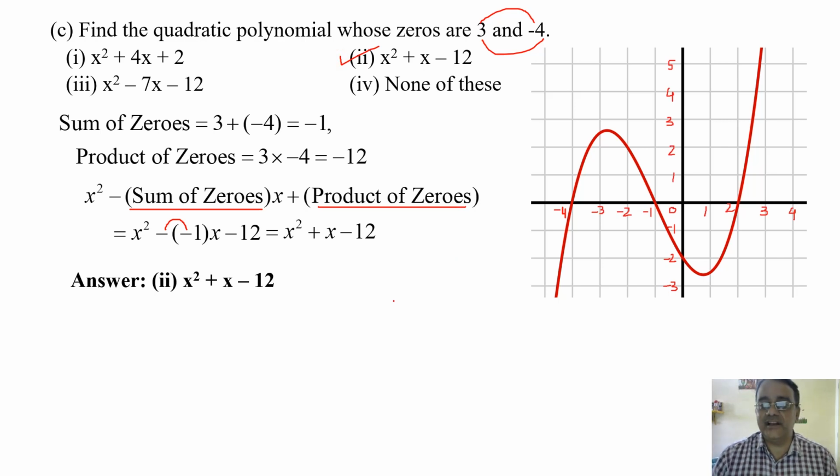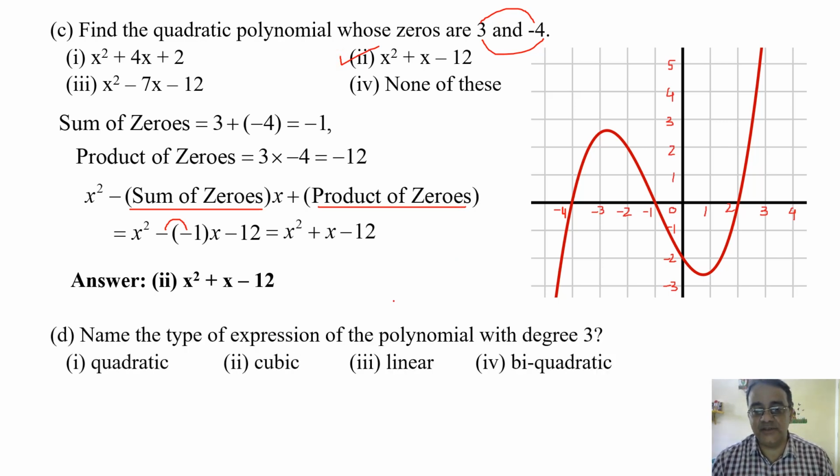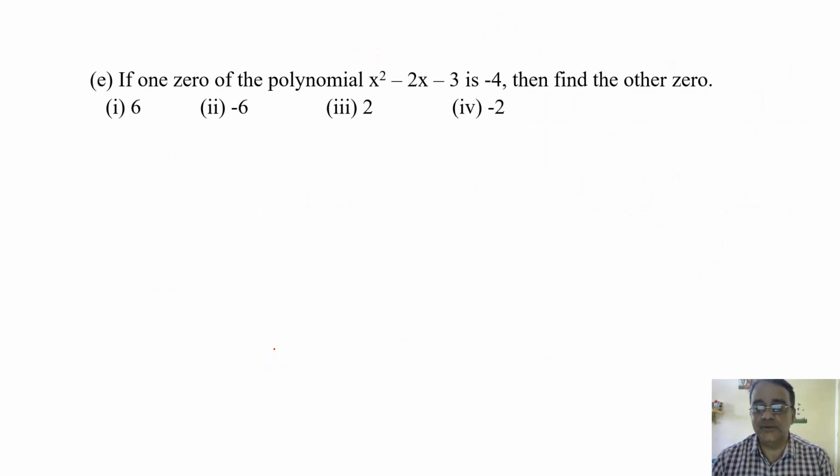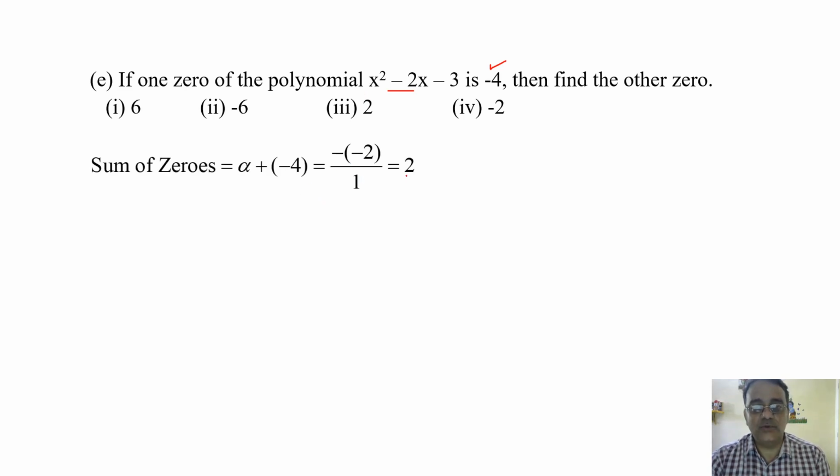So now we are moving toward the next one. Name the type of the expression of the polynomial with degree 3. Cubic, right. Now next, if one zero of the polynomial x square minus 2x minus 3 is minus 4, then find the other zero. So let the other zero be alpha. So alpha plus minus 4 is equals to minus b by a. b minus 2 है और a 1 है. So minus of minus 2 by 1, you will get 2. Now shift minus 4 to this side. It will become plus 4. So 2 plus 4. So what is the value of alpha? 6. And the correct option is the first option.